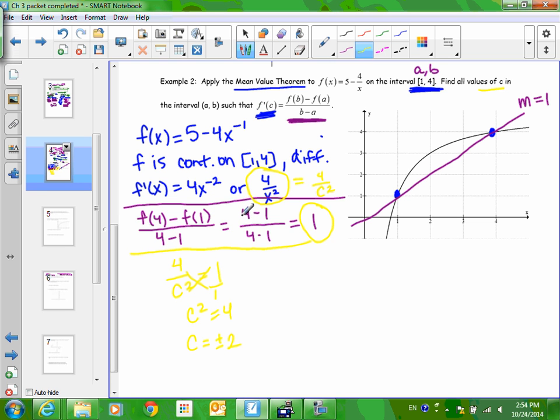Y'all agree? So my answer is positive 2 and negative 2? No, because the closed interval is... Yeah, what's wrong with negative 2?